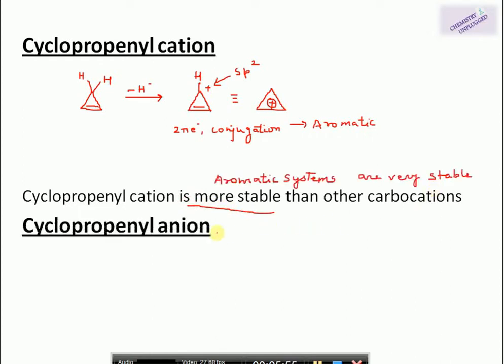Next we take the cyclopropenyl anion. Anion means this carbon has a negative charge, so we have to remove H plus from the system. After removal of H plus, this carbon has a negative charge, meaning it has 2 additional electrons along with these pi electrons. So the system has 4 pi electrons. A 4 pi electron system means this system is following the 4n pi electron rule, and therefore it is anti-aromatic in nature. And because of its anti-aromatic nature, it is highly unstable.